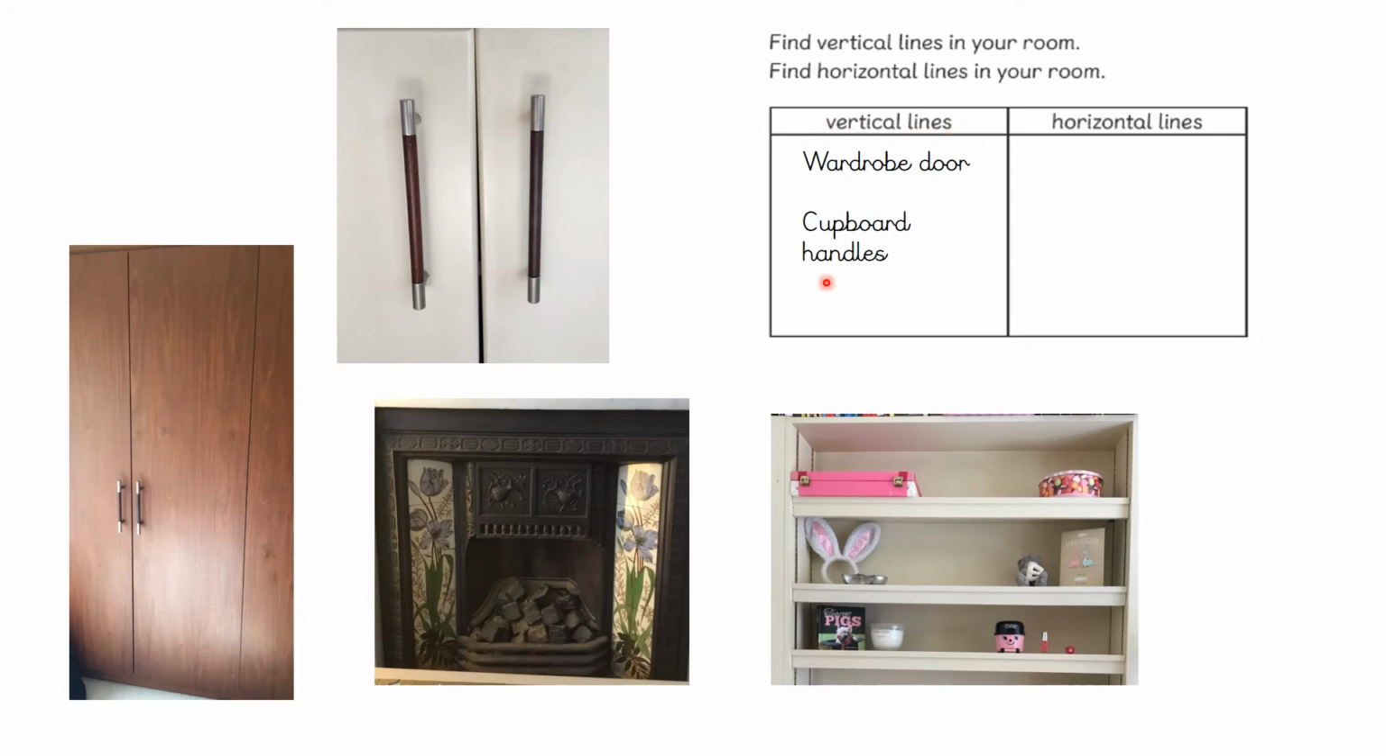I noticed some horizontal lines above my fireplace because they are parallel to the floor. I also noticed that the shelves in my cupboard were horizontal lines because they are parallel to the floor. So I'm going to record them in the horizontal lines column on my table.